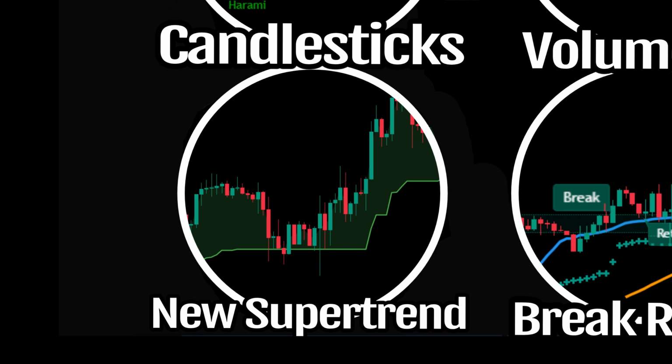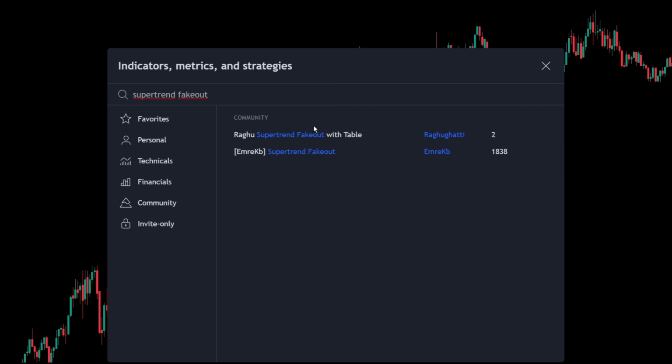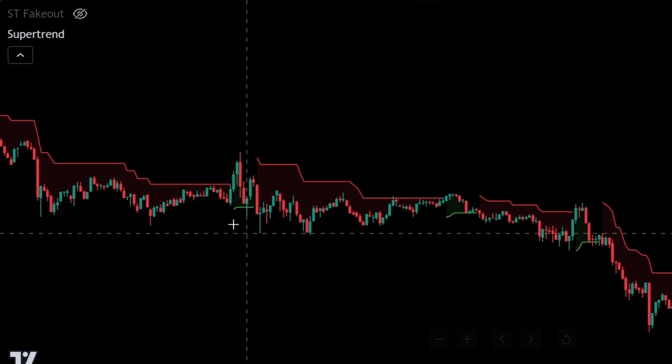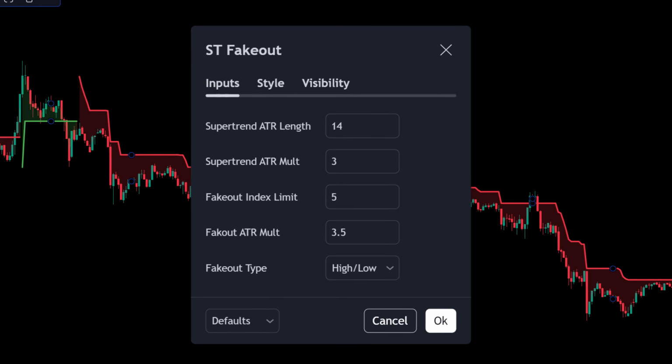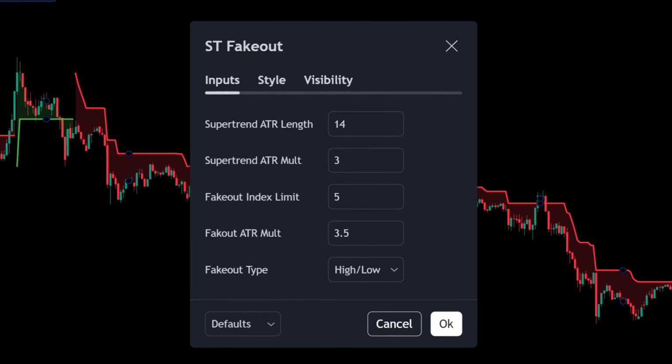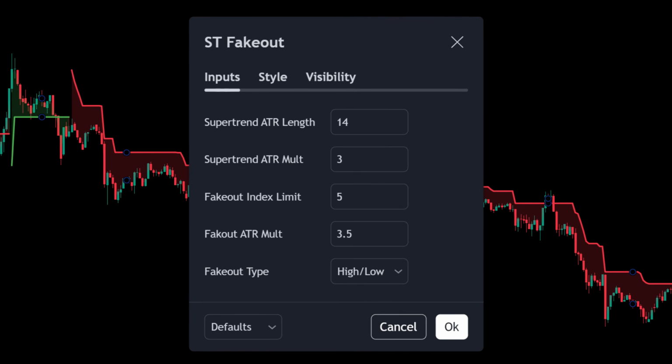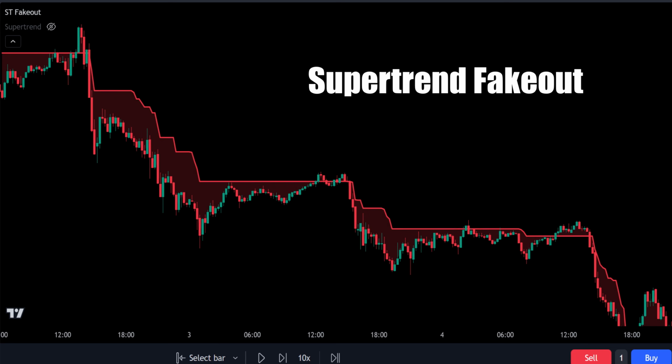Next one is also an indicator that I've discussed on this channel, which is the Supertrend Fakeout Indicator by Emery KB. This script is an enhanced version of the classic Supertrend indicator. It incorporates an additional feature that ensures trend reversals are more reliable by introducing a fakeout index limit and a fakeout ATR mult. And it works pretty well, as you see in the comparison.